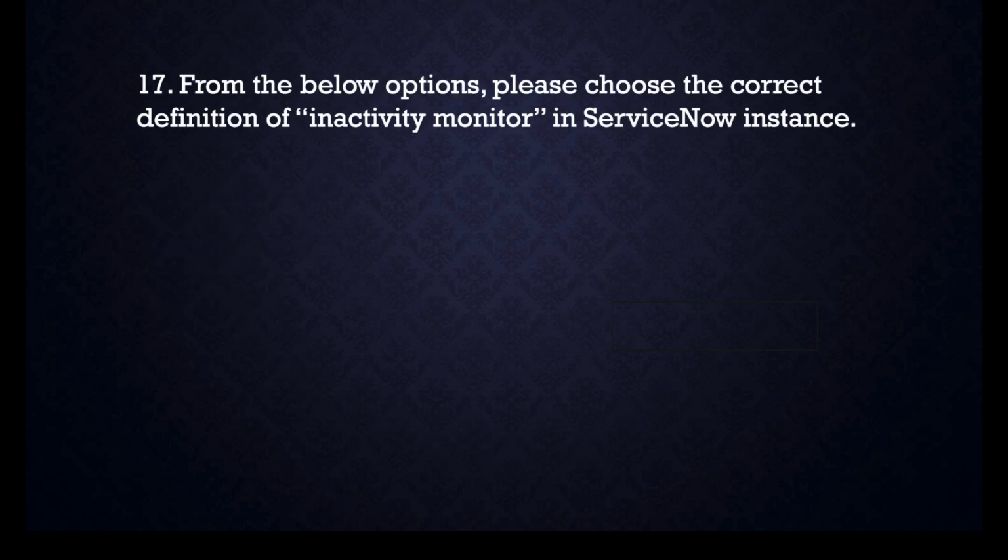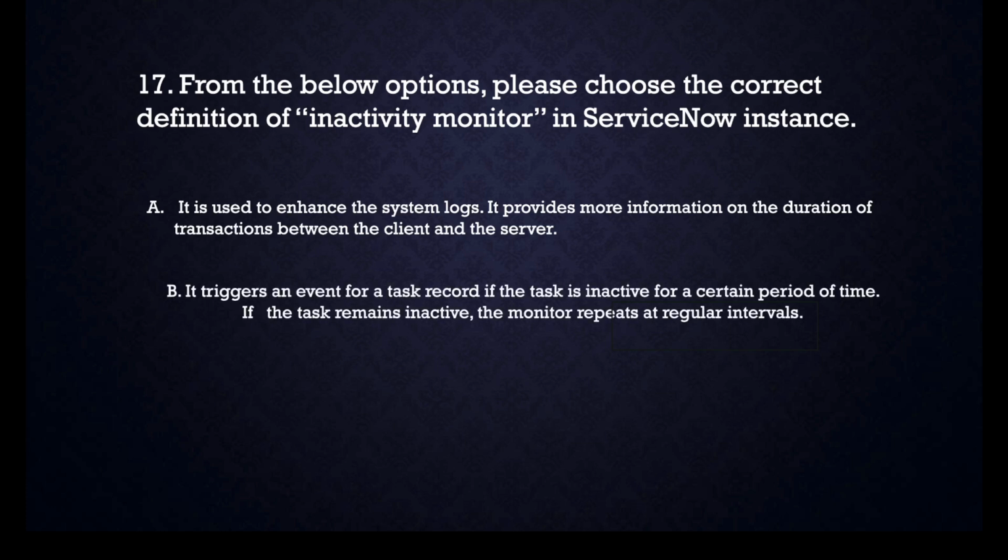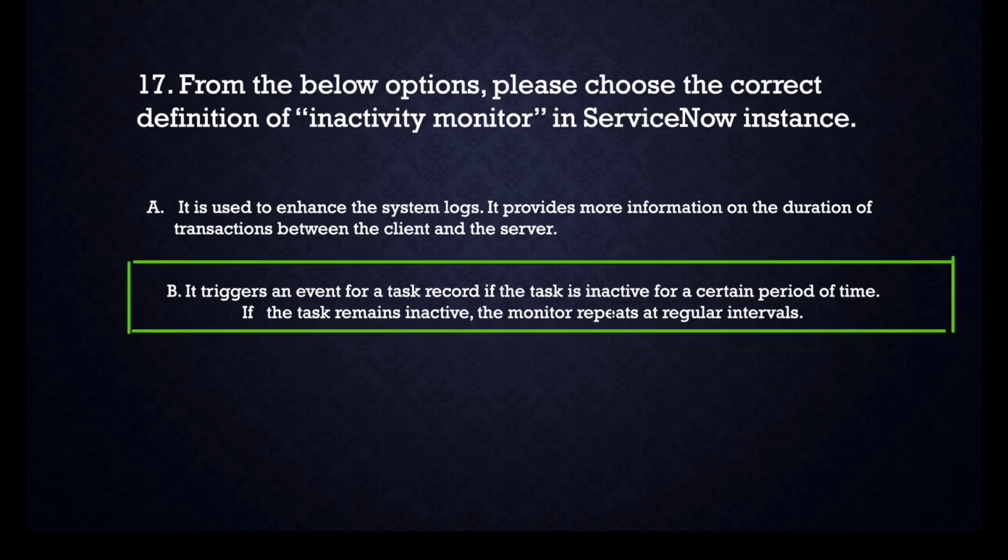Next question is, from the below options, please choose the correct definition of inactivity monitor in ServiceNow instance. It is used to enhance the system logs. It provides more information on the duration of transactions between the client and the server. It triggers an event for a task record if the task is inactive for a certain period of time. If the task remains inactive, the monitor repeats at regular intervals. So the correct answer is B. It triggers an event for a task record if the task is inactive for a certain period of time, and if the task remains inactive, the monitor repeats at regular intervals.